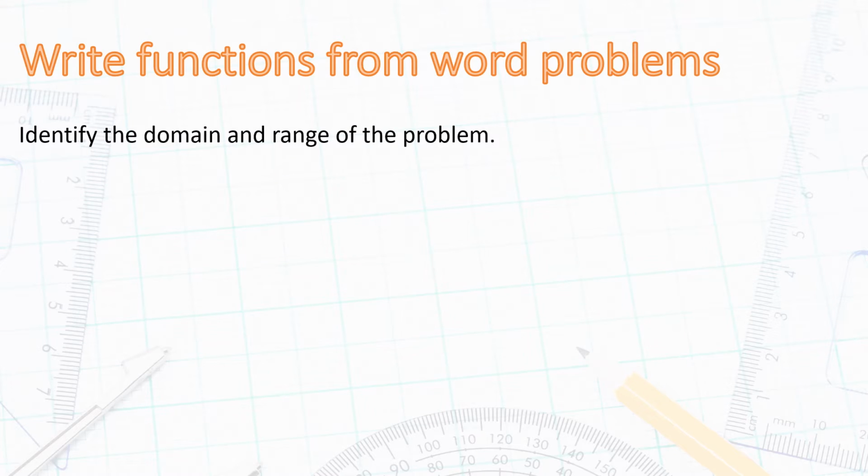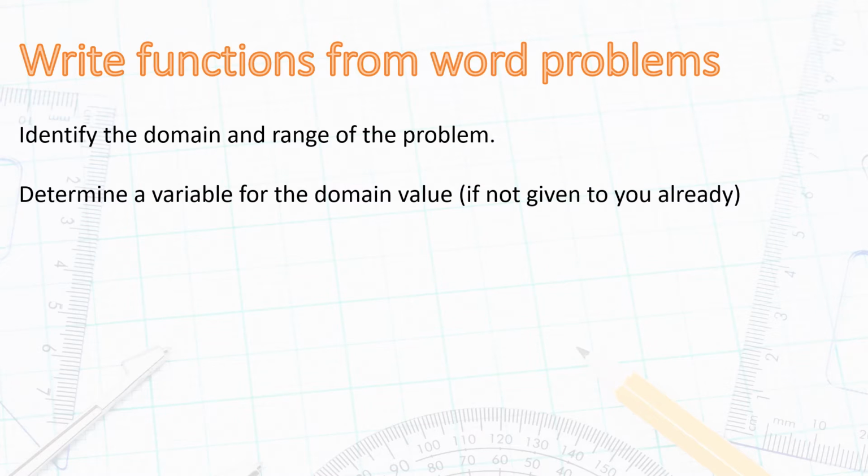All right, so here's my tips to you. When you get a word problem, first off, let's identify the domain and range. So what is the input and what is the output? Which one depends on the other? Remember, the range depends on the domain. So as the domain changes, the range will change in response, not the other way around.